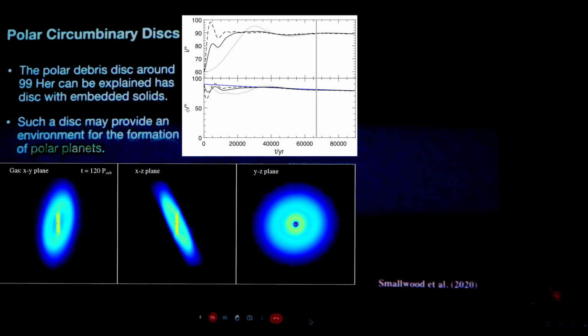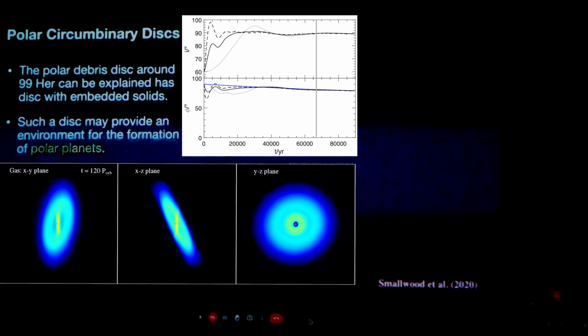And so this is kind of interesting too, because if we have a polar disk, that means you can probably form polar planets. There hasn't been any polar planet detected so far because they're very hard to detect via transits. But for example, the debris disk in 99 Hercules is actually very narrow.